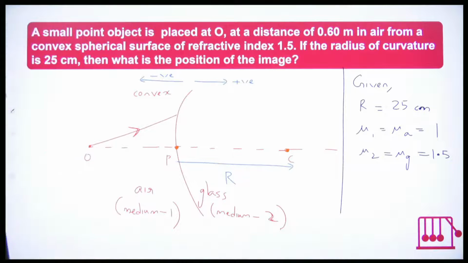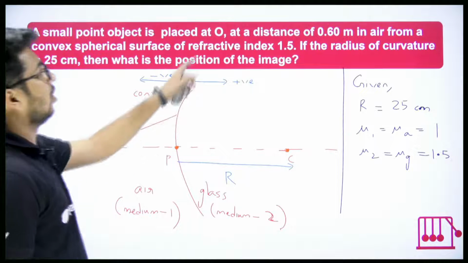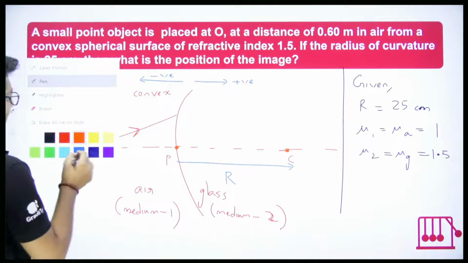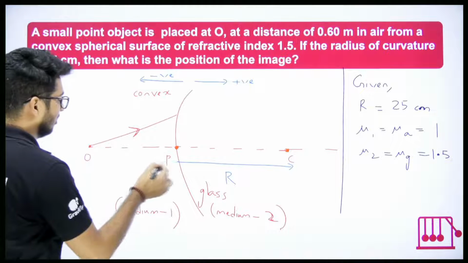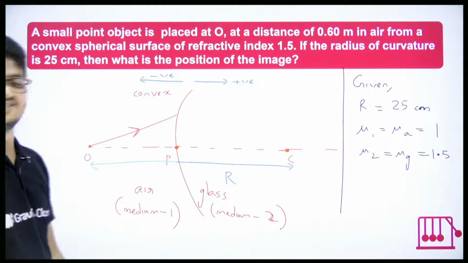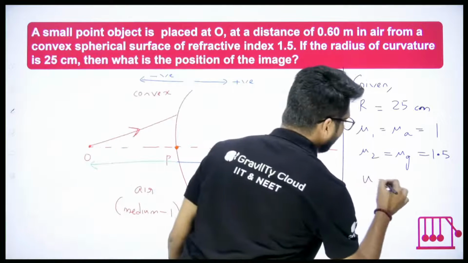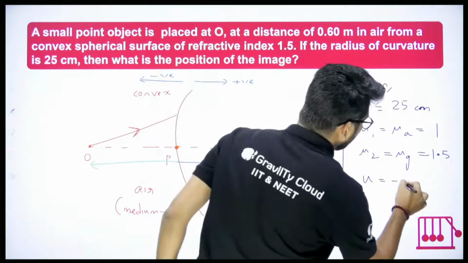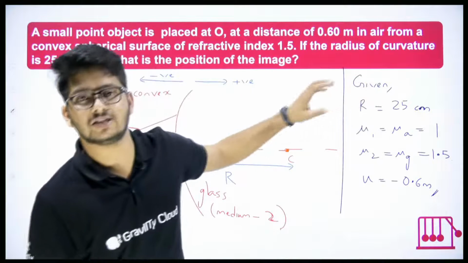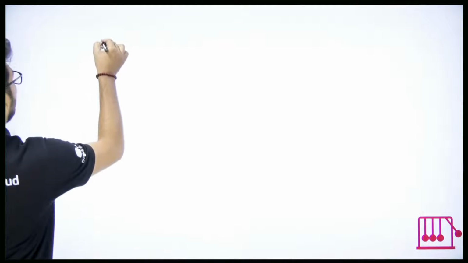We have radius of curvature, mu 1, mu 2, both of them. Then what else do we have? The object is placed at a distance of 0.60 meters. As always, object distance is negative, because from pole to object you are going towards left, and left is negative. Object distance is always negative. So u in this case is going to be minus 0.6 meter. So I have radius of curvature, mu 1, mu 2, and u. I have to find v. What will we do? The formula.